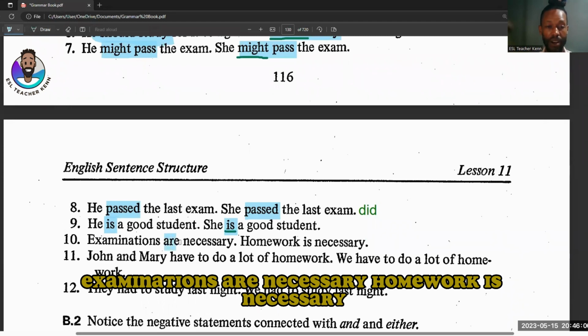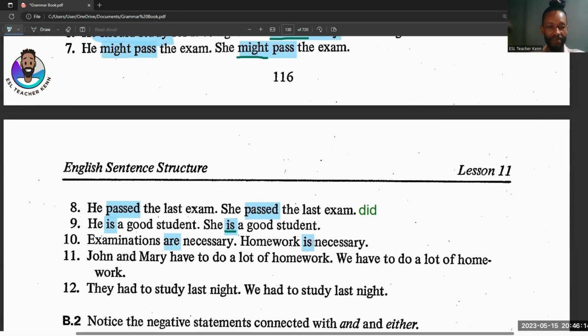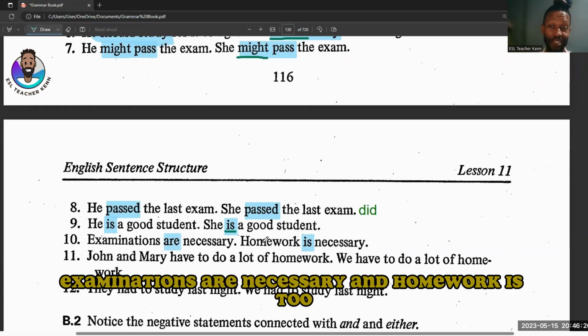Examinations are necessary. Homework is necessary. Examinations are necessary, and homework is too.